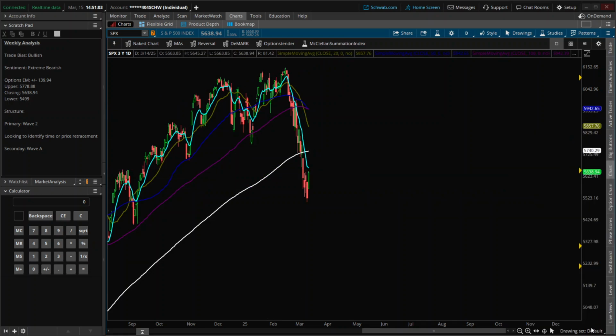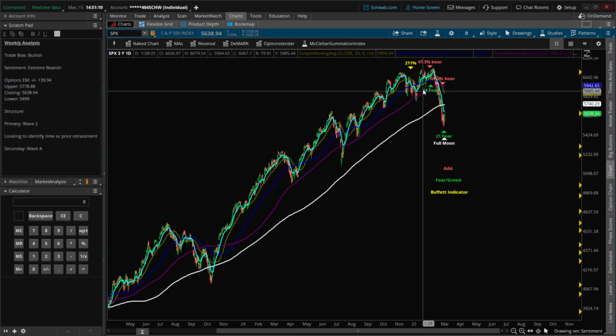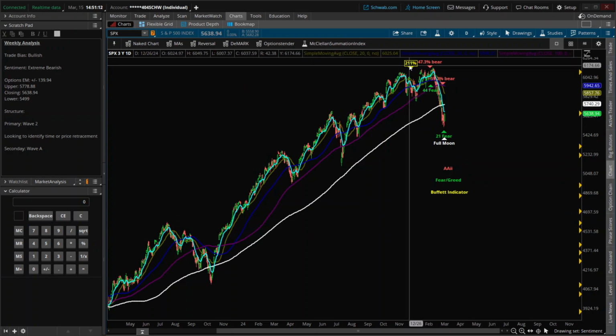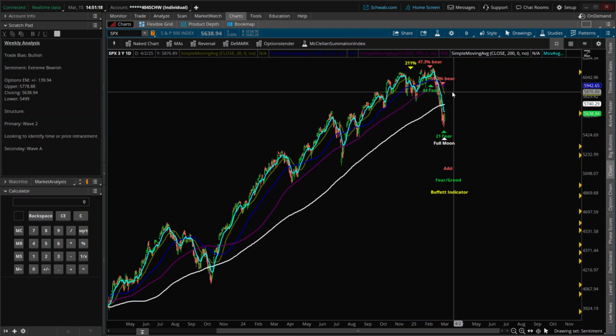Defaults, and I want to show you the sentiment. I think we'll do this weekly. We're looking at the Buffett indicator at 211%. That's way overvalued. That's why I think the bear market is starting, or one reason why.